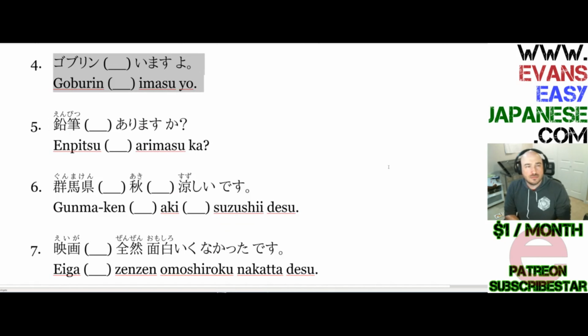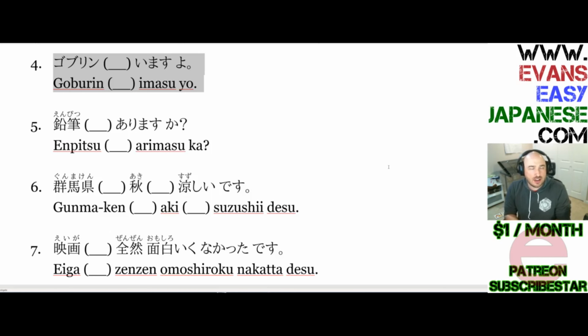Goburin ka. No, not ka. Goburin. It's either o or ga. Goburin ga imasu. Yeah, and just to be sure, it's not Goburin, it's Goburin. There's no re in Japanese. Goburin, and then you said ga imasu. Goburin ga imasu. There is a goblin.